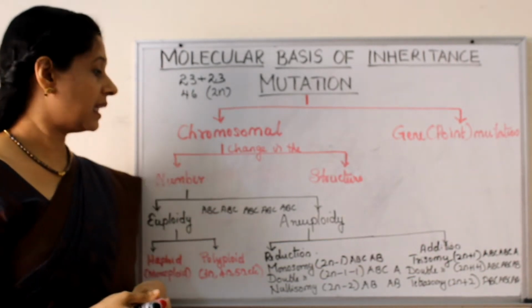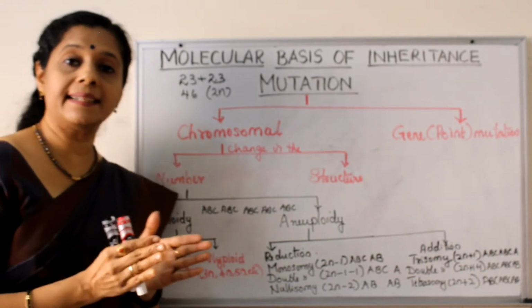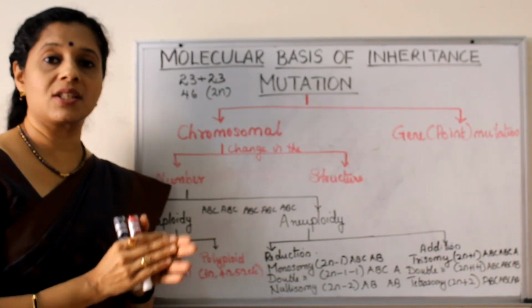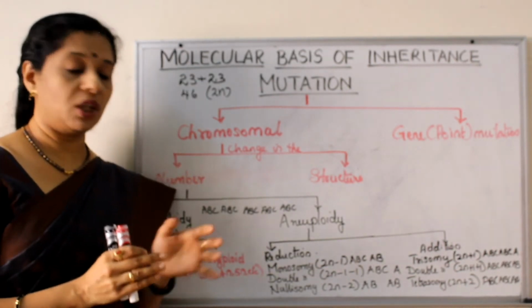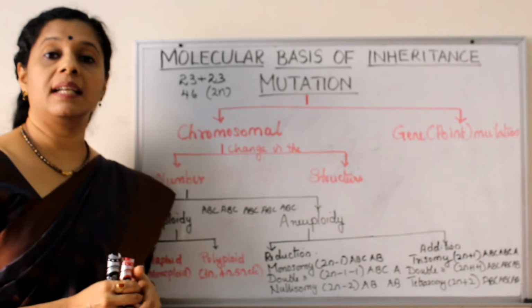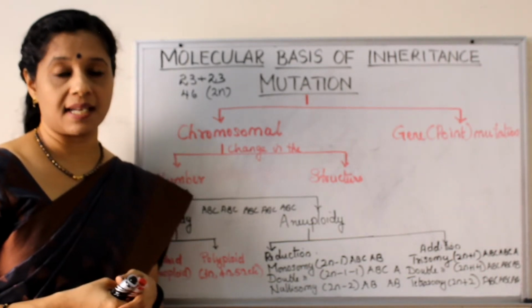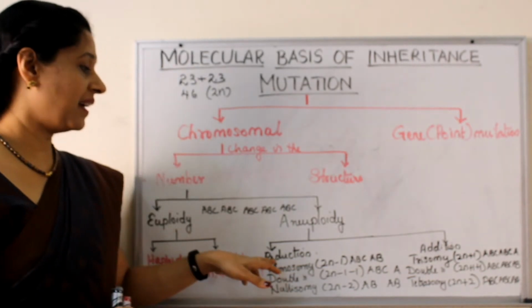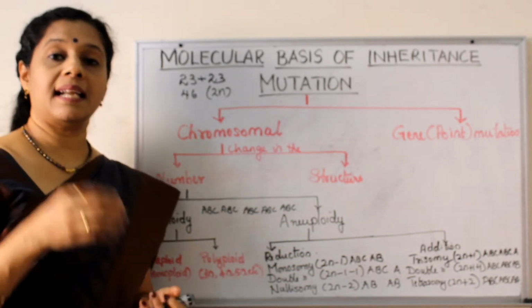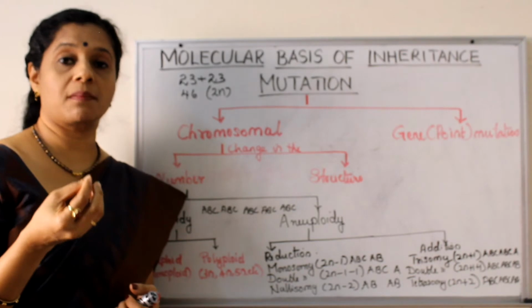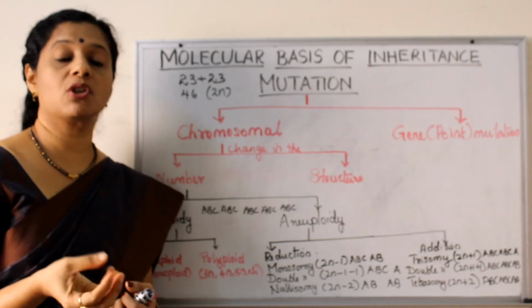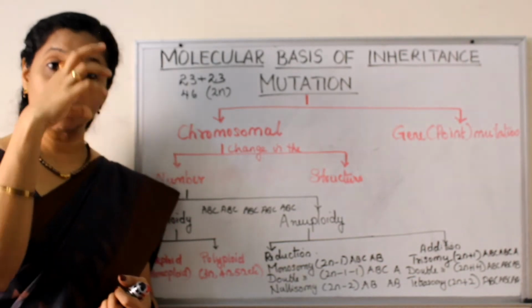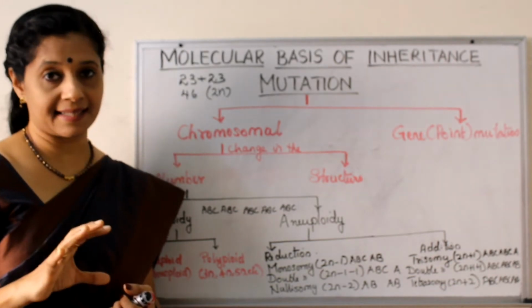Okay, so that's about the number. So whole set is added or deleted. That is called the euploidy. And we know the polyploidy that we use in inducing seedless fruits in plants by using a hormone called auxin. The same way, aneuploidy means a few chromosomes, 1 or 2 or 3 or 4 chromosomes, less or more than the total number, not the entire set.